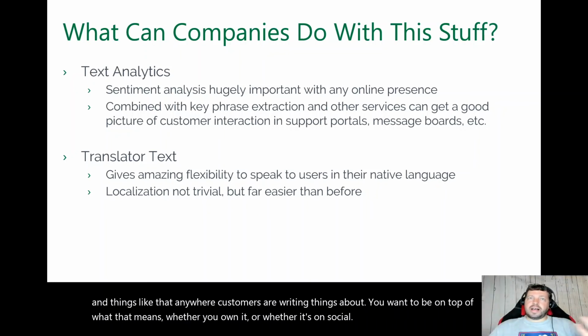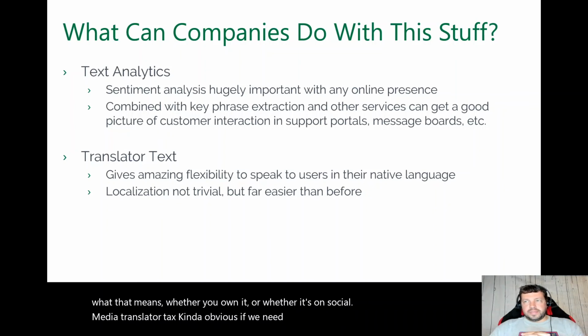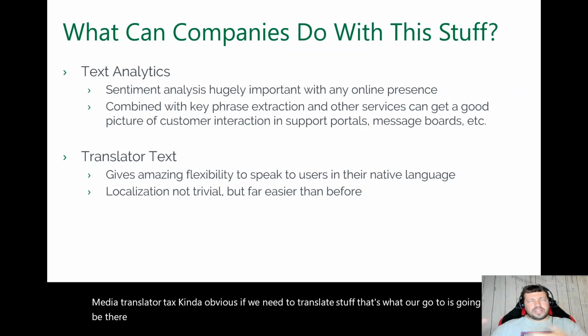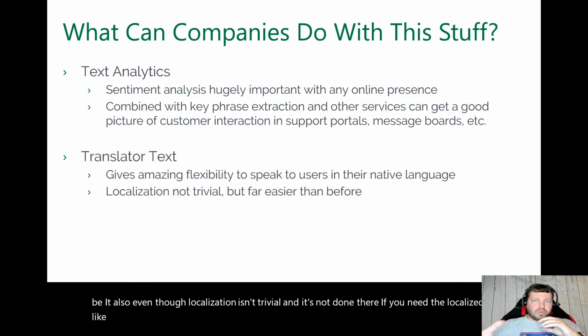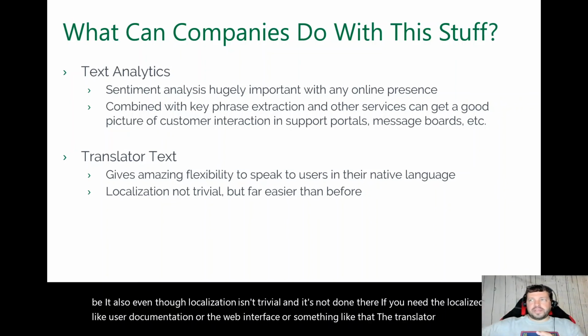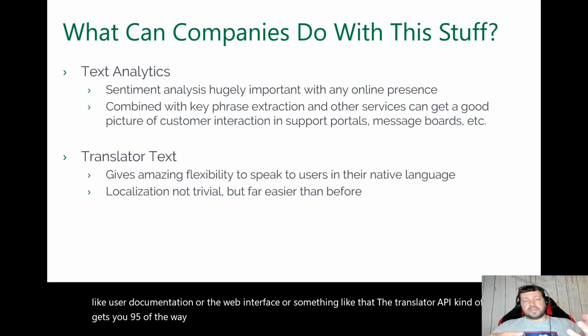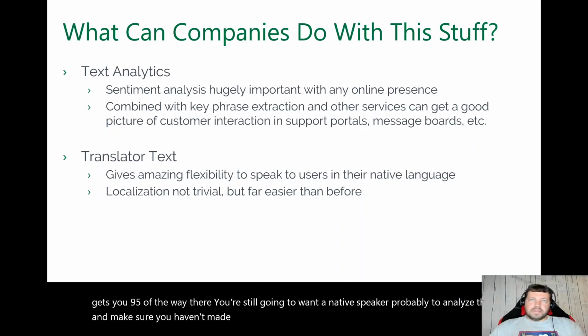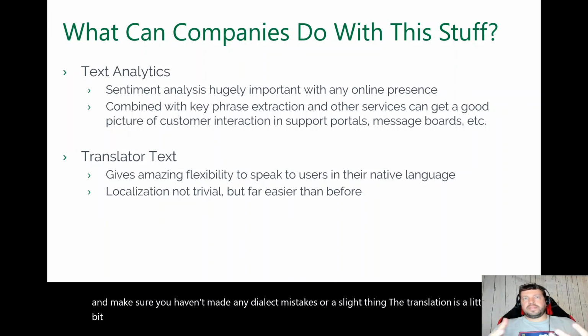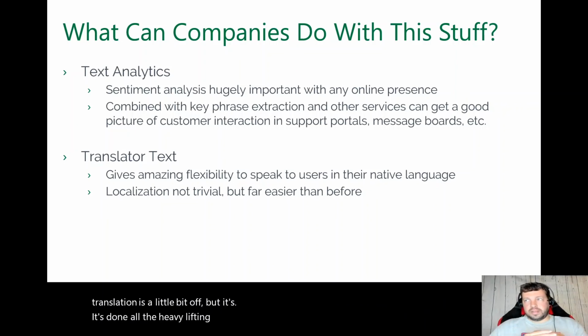Translator Text, kind of obvious if we need to translate stuff. That's what our go-to is going to be there. Even though localization isn't trivial and it's not done there, if you need to localize like user documentation or the web interface or something like that, the Translator API kind of gets you 95% of the way there. You're still going to want a native speaker probably to analyze that and make sure you haven't made any dialect mistakes or a slight thing that the translation's a little bit off, but it's done all the heavy lifting for you. You just need a brief review and then you're ready to go.